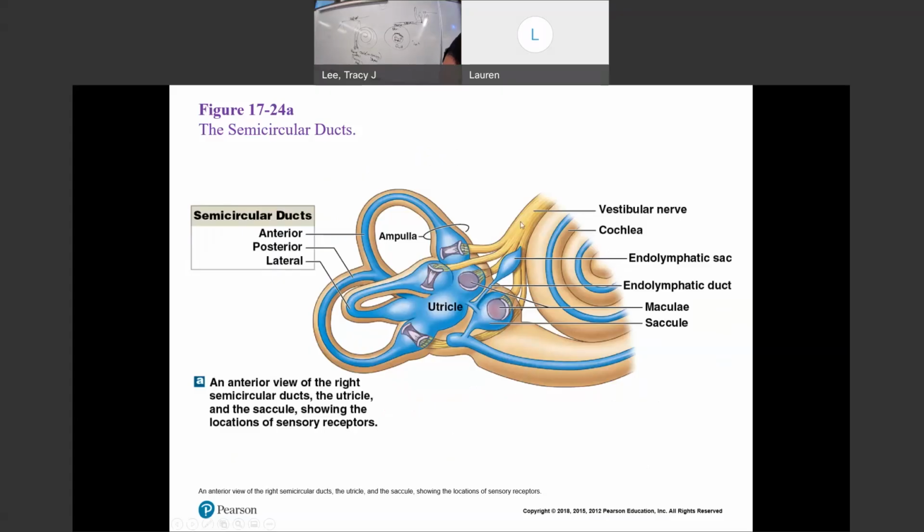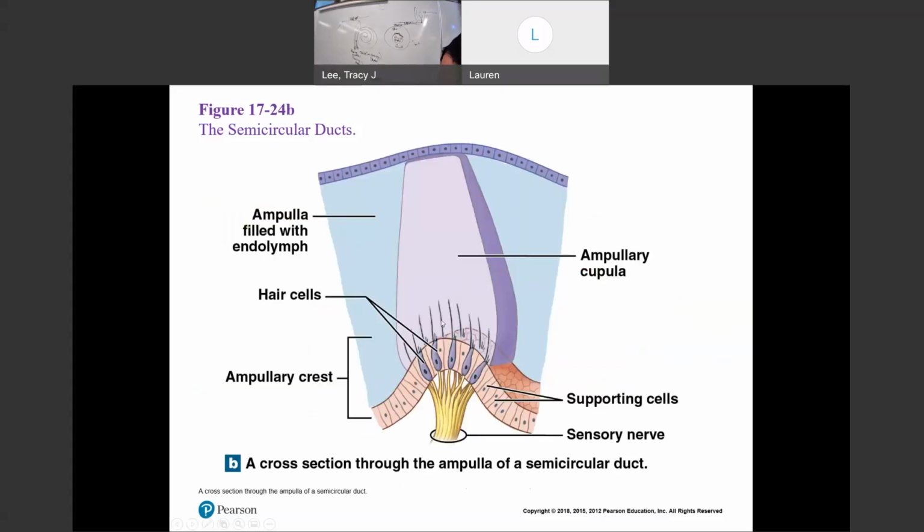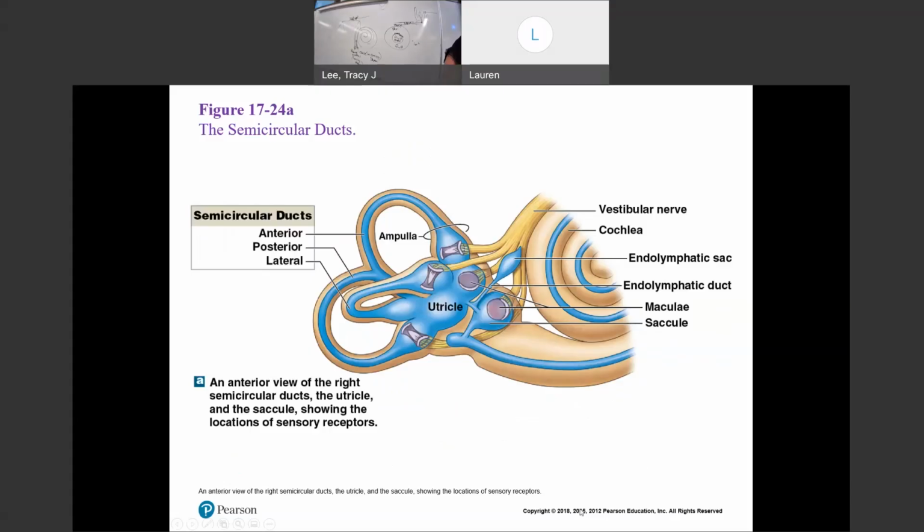So let's look at a picture. This is a blow up of this right here. This one's turned sideways. When we look at the picture, it's straight up and down. Here's my little cupula, like the little house on the top. Here's my little hairs right here. And here's my fluid in my semicircular canals.